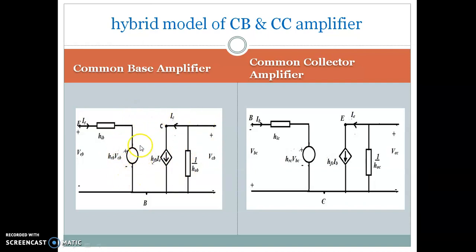So how can it be approximated? What is this term? This term is hrb, the reverse voltage gain. The reverse voltage gain is going to be very, very small. So therefore this can be neglected.